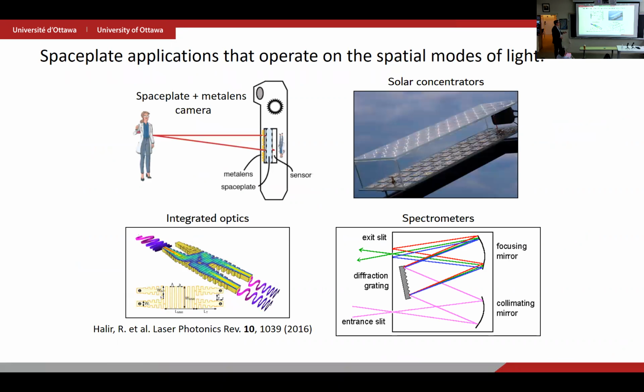And of course, this would be useful for all sorts of things, because if you can compress free space propagation into a narrow distance, you could make ultra thin cameras, because the sensor is flat. You can make flat lenses, so now you can make the whole thing flat. You could make solar concentrators, you could potentially replace the space between the lens. Even spectrometers have used free space propagation, and even integrated optics, like that DFT thing I showed you, is using propagation. So you could replace that propagation with potentially the space plate idea.